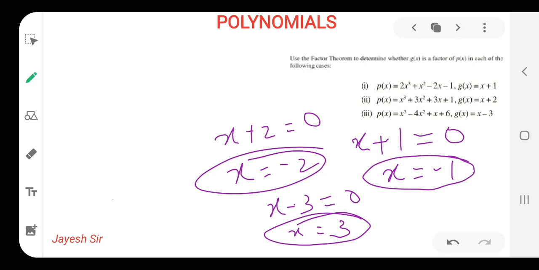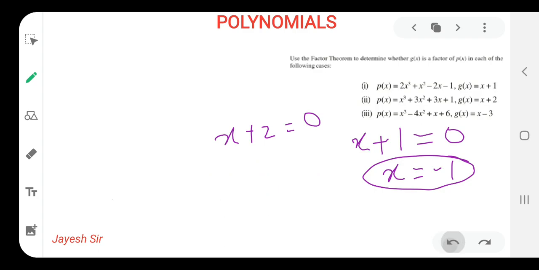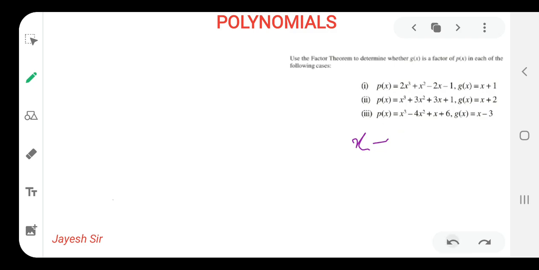And now we have to put these values of x, minus 1, minus 2 and 3, in the given polynomial. I hope you all are able to understand it properly. Yes, friends, if you understood, you can solve this type of sum on your own, as we have solved this type of sum previously also. So let's begin with our first sum.